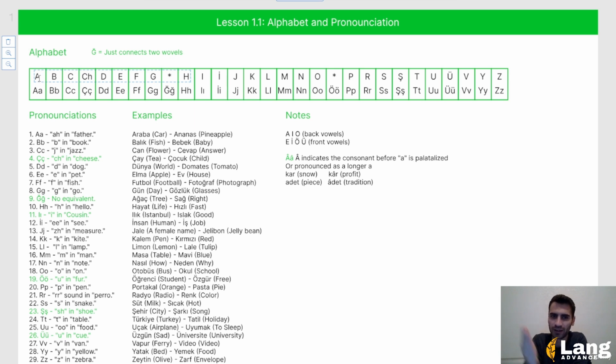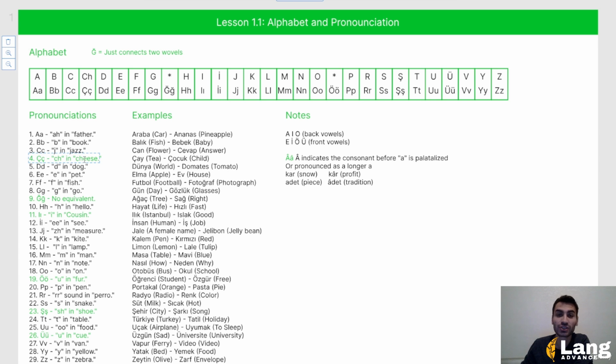Let's start. A. And you say it. A. B. C. Okay, good. Now, A is like in father, right? Araba, kar, ananas. B is like in book, balık, bebek. C is like in jazz, C. Yep.